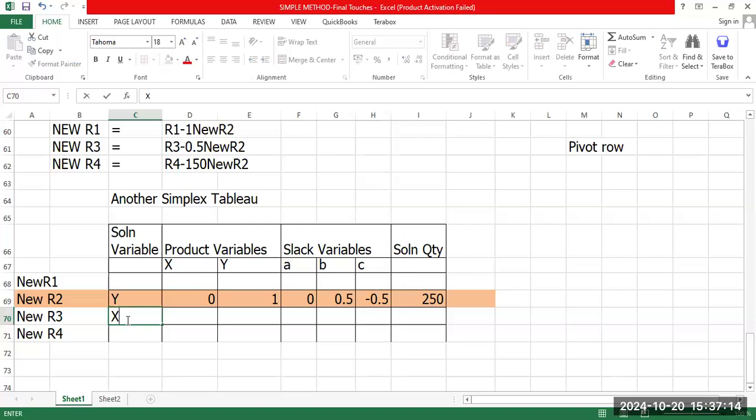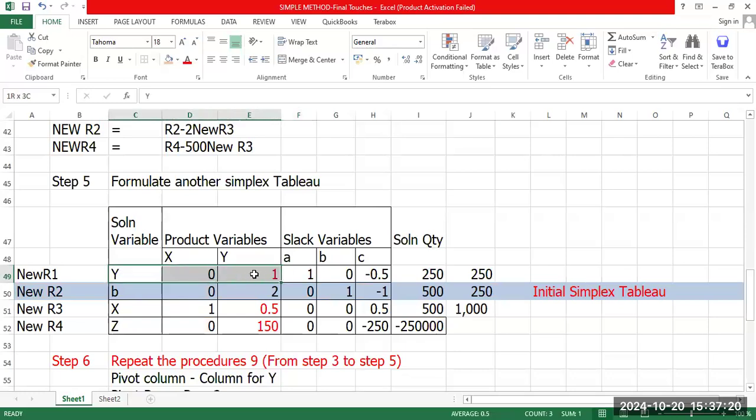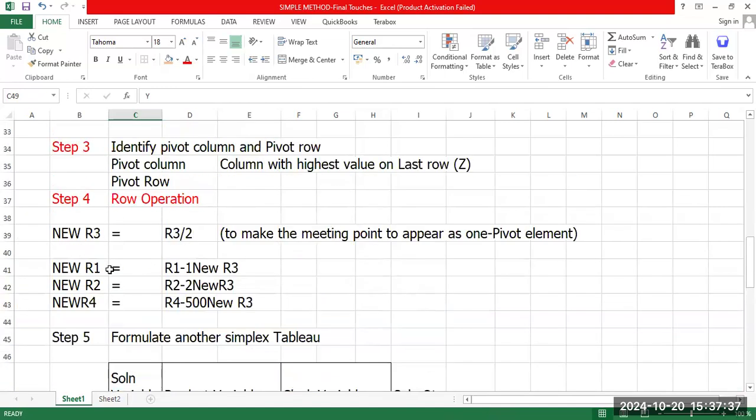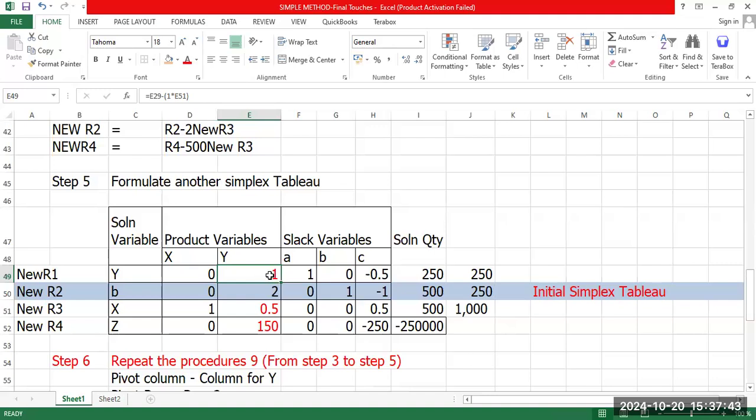Yes. Then this one will remain as x, because I'm saying, colleagues, you see here, the reason why we changed from a to b, rather from a to y. Remember, a is your slack variable, y is your product variable. The reason why I included y here is because after applying this formula, the formula helped me to get 1 here. So every time I see 1 under product variable, I must change what I have this side. That is the first condition.